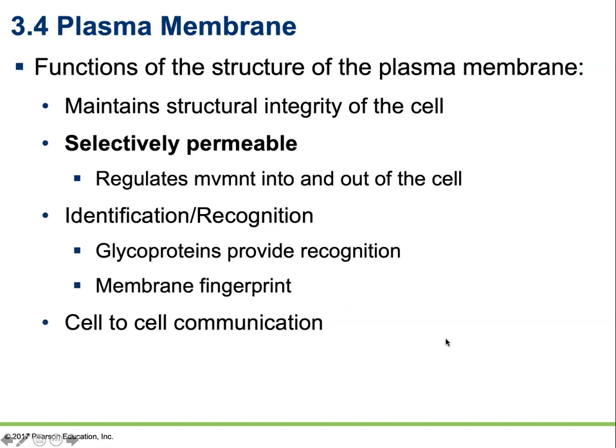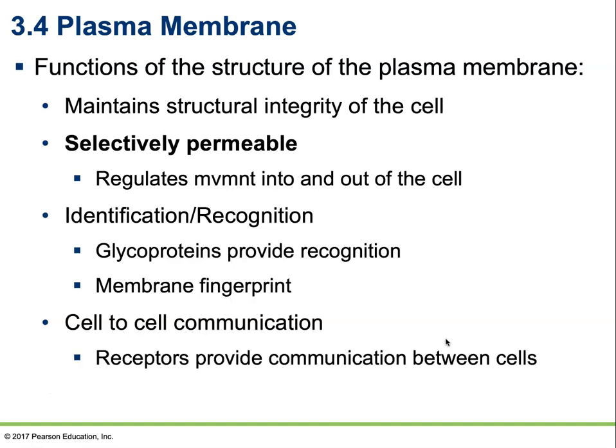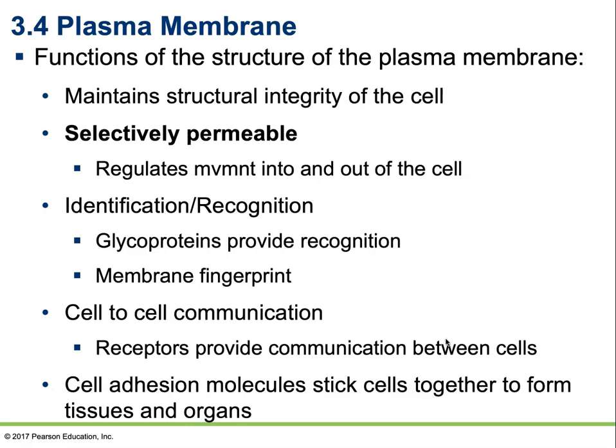The plasma membrane also plays a very important role in cell-to-cell communication. There are going to be receptor proteins found on the surface of the cell that are actually going to receive messages from other cells and then respond. And so they're kind of like the walkie-talkie of the cell. They allow for cell-to-cell communication. Receptors are going to provide communication between cells.